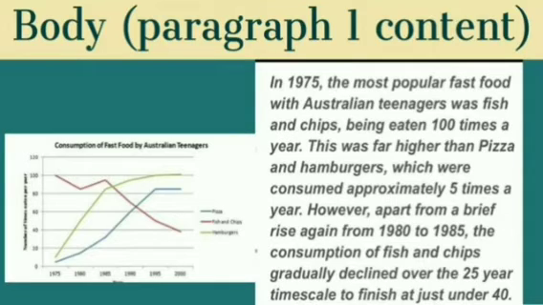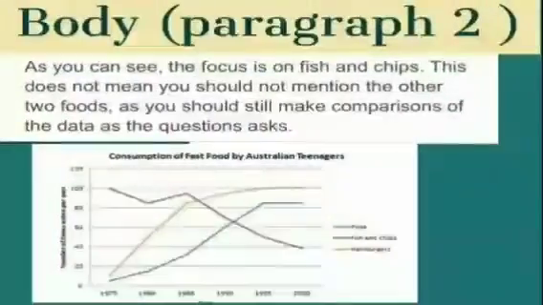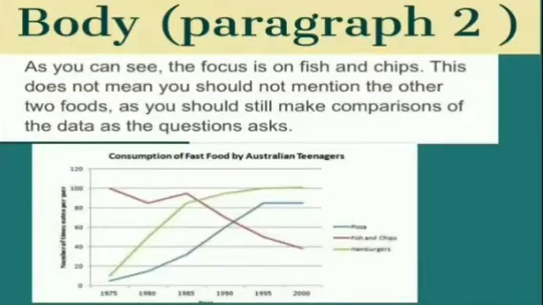Now, content for paragraph 1. In 1975, the most popular fast food with Australian teenagers was fish and chips, being eaten 100 times a year. This was far higher than pizza and hamburgers, which were consumed approximately 5 times a year. However, apart from a brief rise again from 1980 to 85, the consumption of fish and chips had gone into decline.